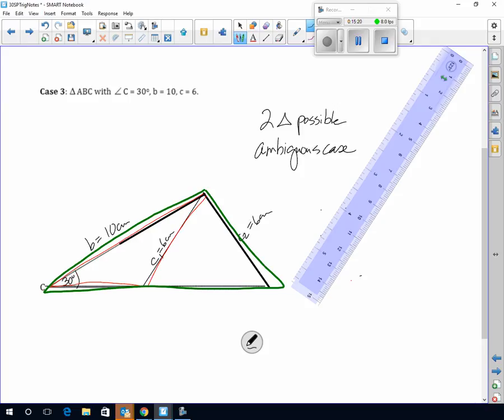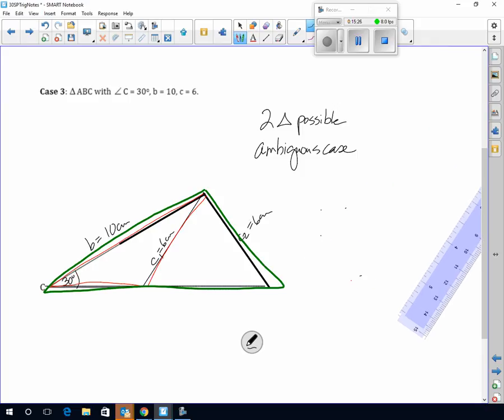Okay, and let's look at what our sine theta is equal to. So sine of 30 degrees over 6 is equal to sine of b over 10. I'm going to cross multiply that over, right? So 10 times sine of 30 degrees divided by 6 is what sine b is equal to. And what is sine b equal to? Yeah, 5 over 6.